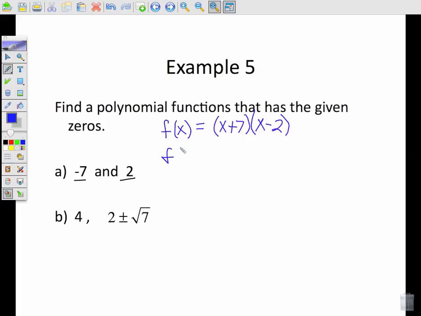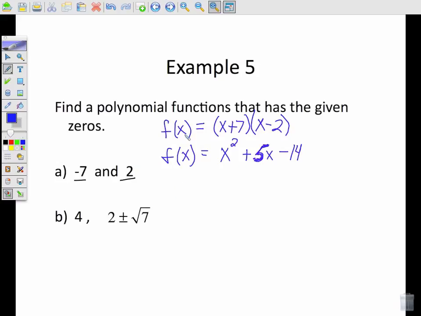To finish this polynomial out, all we're going to need to do is FOIL. So f of x equals, as I FOIL this, you get x squared minus 2x and 7x is plus 5x in the middle. And 7 times -2 is minus 14. So there's our polynomial.